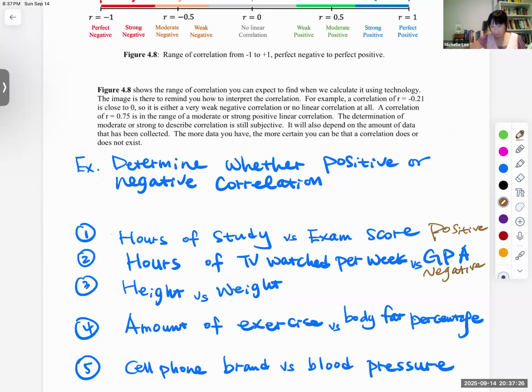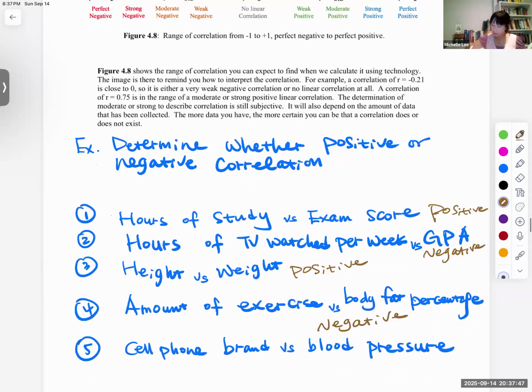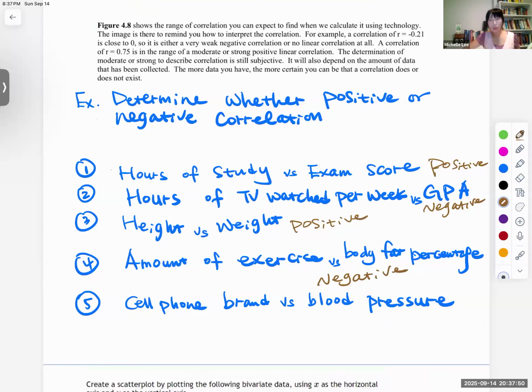How about height versus weight? Positive. Good job. How about amount of exercise versus body fat percentage? Negative, right? Yeah, negative. Good. How about cell phone brand versus blood pressure? Huh. No correlation, right? So no correlation. So we understand what is correlation, right? Positively, negatively, no correlation in words.